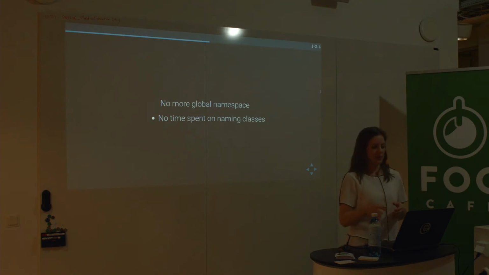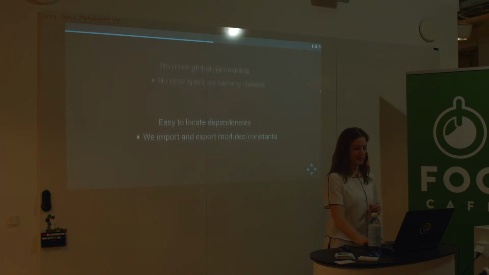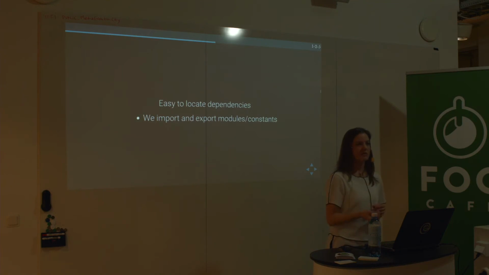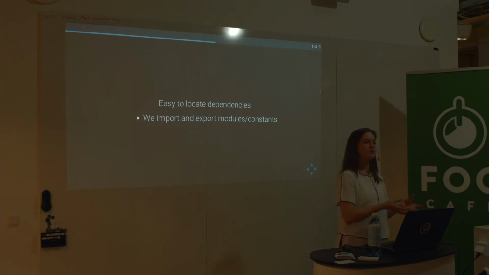And also, something that we don't have to do anymore is spend time on naming classes. This is something that is really hard for us humans to do, to name things in a good way. Another thing that this is really good for is that we can easily locate dependencies. What we saw before was that it's hard to say what kind of style this element will get, and how the dependencies are between our styles and our markup.